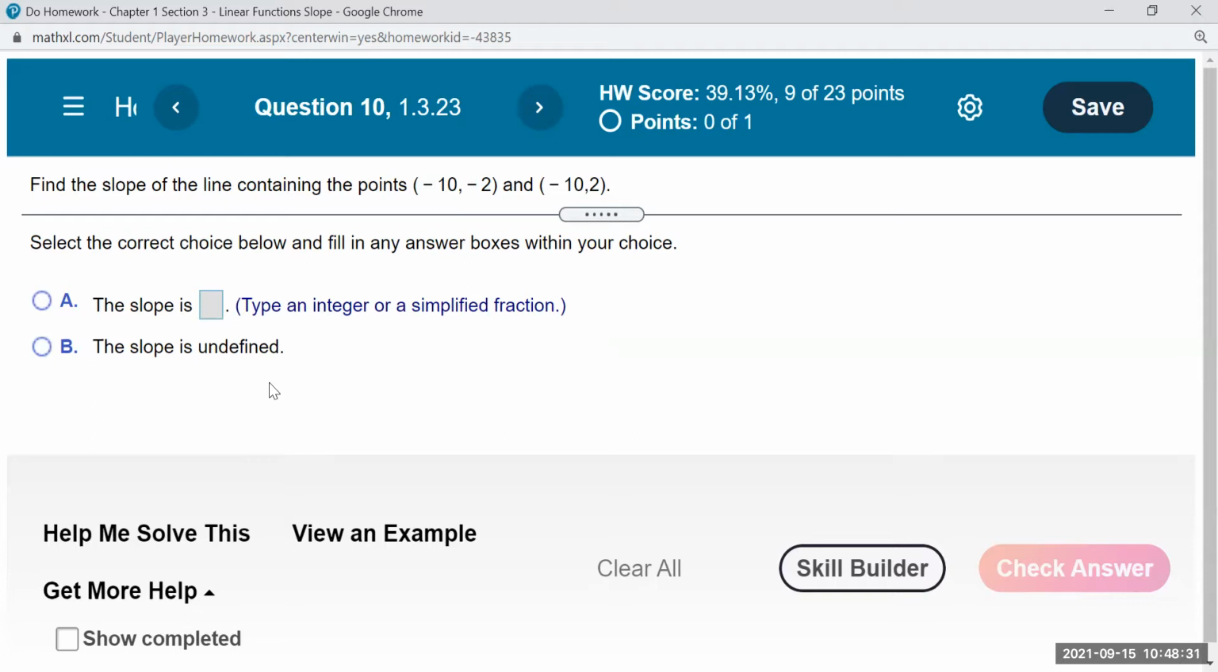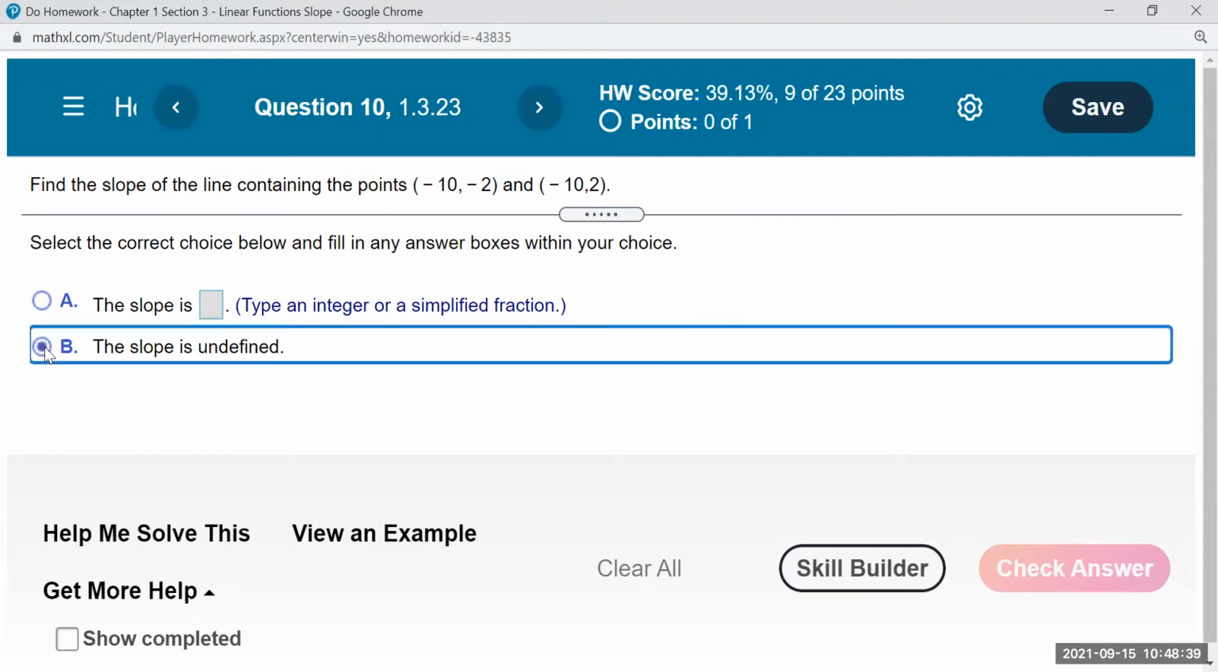Very good. What's the answer? Undefined. Because if the x's are the same, it goes up and down. It's undefined.